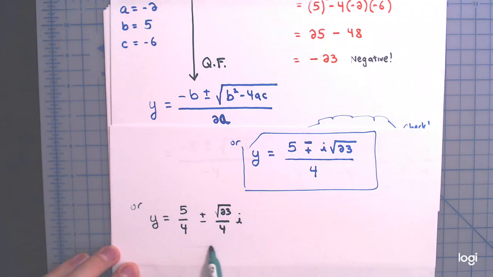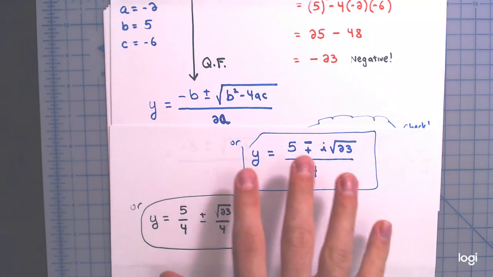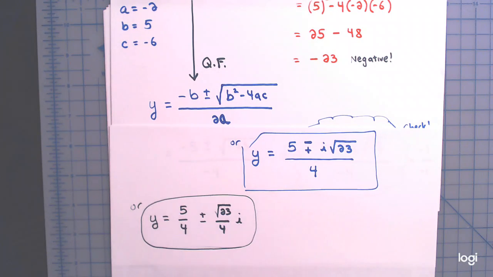So you might see solutions written out this way a lot in textbooks as well, in that complex form where you have a real number, then plus or minus, and then some pure imaginary number, which is a real number times i. Okay, so a lot going on there. I know most of it was about simplifying after I used the quadratic formula. That was the hardest part.